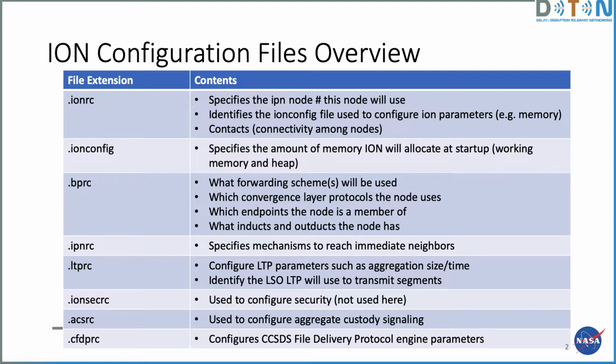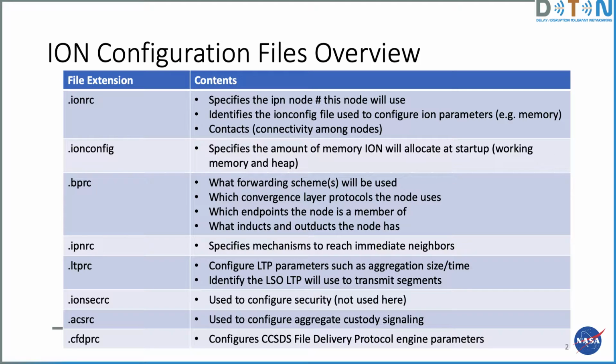The bprc file talks about what forwarding schemes are going to be used. We're going to be using exclusively the IPN scheme that names things as ipn:number.number. The bprc file also talks about what convergence layer protocols are used. These are the protocols that are used underneath BP in order to move bundles from router to router. And what endpoints a node is a member of.